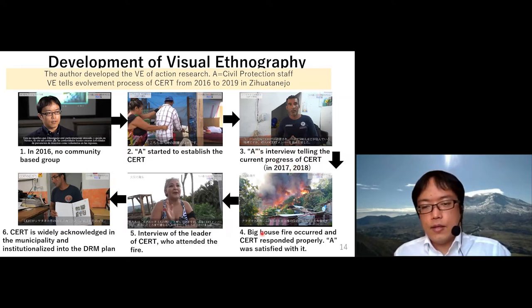And after establishing some community emergency response teams in the communities, the big house fire occurred. But the community emergency response team responded properly, so Mr. Raphael A was quite satisfied with it. After that, there is an insert of interviews with the leader of CERT who attended the fire. And CERT is widely acknowledged in the municipality and institutionalized into the DRM plan.